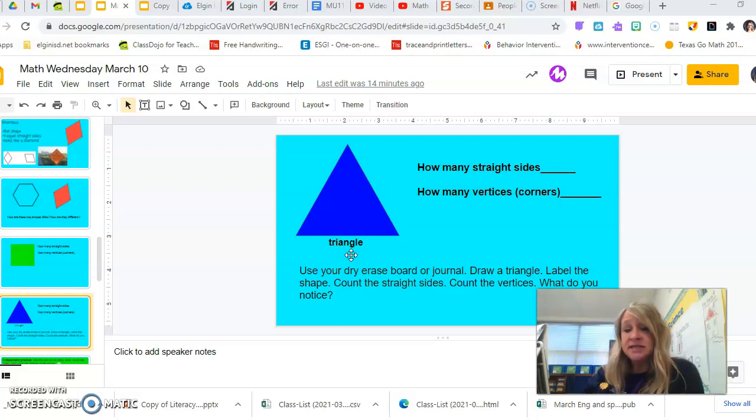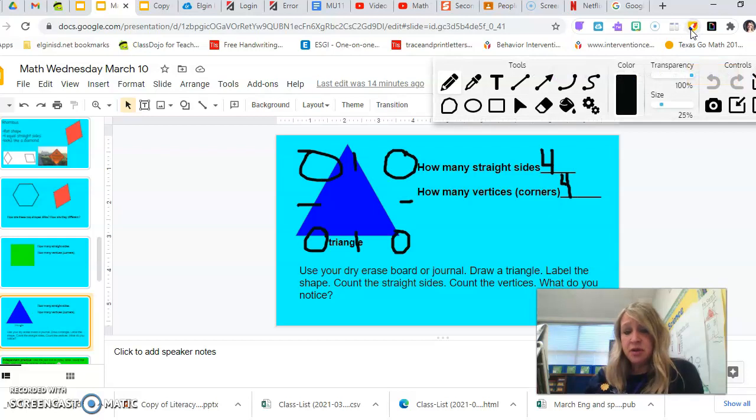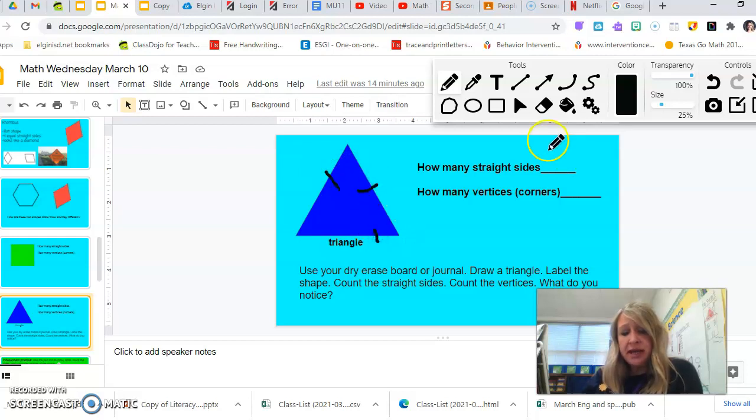All right, now let's count how many straight sides. How many straight sides does this shape have? Whoops. Sorry about that, friends. Triangle has 1, 2, 3 straight sides. So you need to write 3. You don't have to write how many straight sides. You can just write 3 next to the triangle.